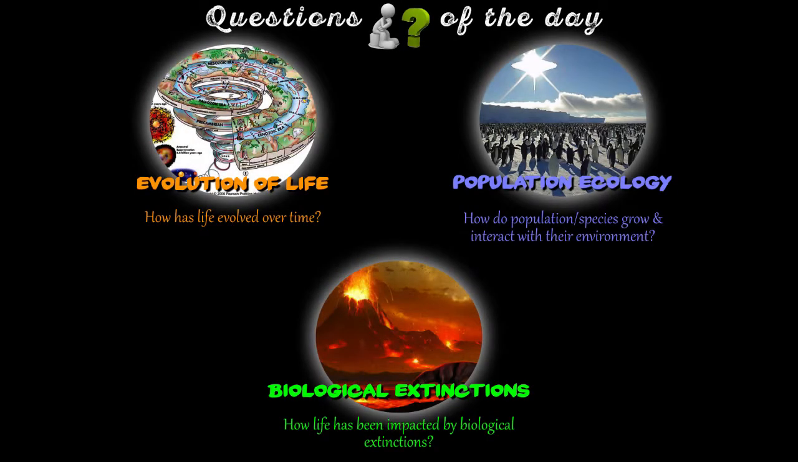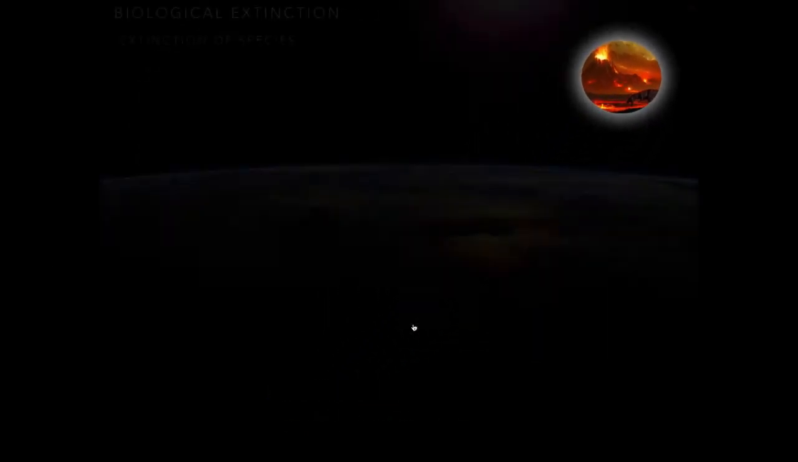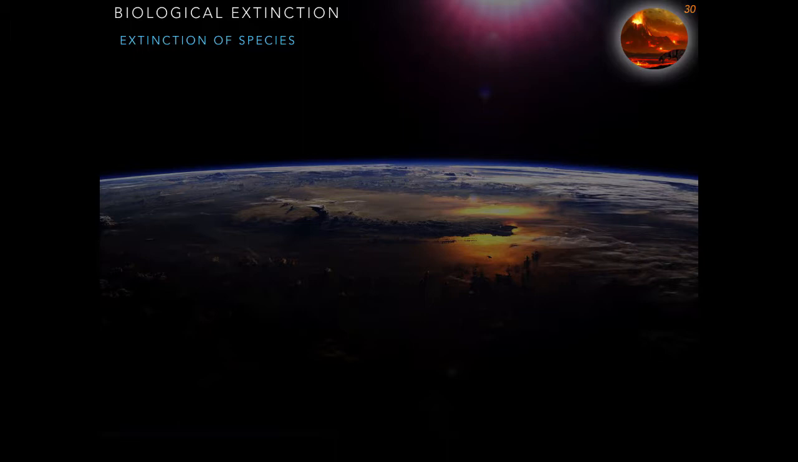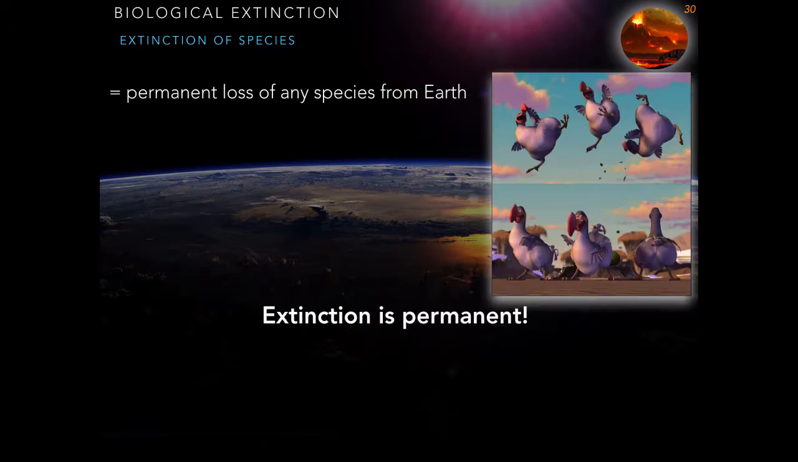So here we are, section 3, the last section of chapter 4, Life and the Biosphere, which will be upon biological extinction, looking at the concept of biological extinctions and how life has been affected by that. So at this point, how do we define an extinction? In general, we define it as a permanent loss of a species on Earth at this point.